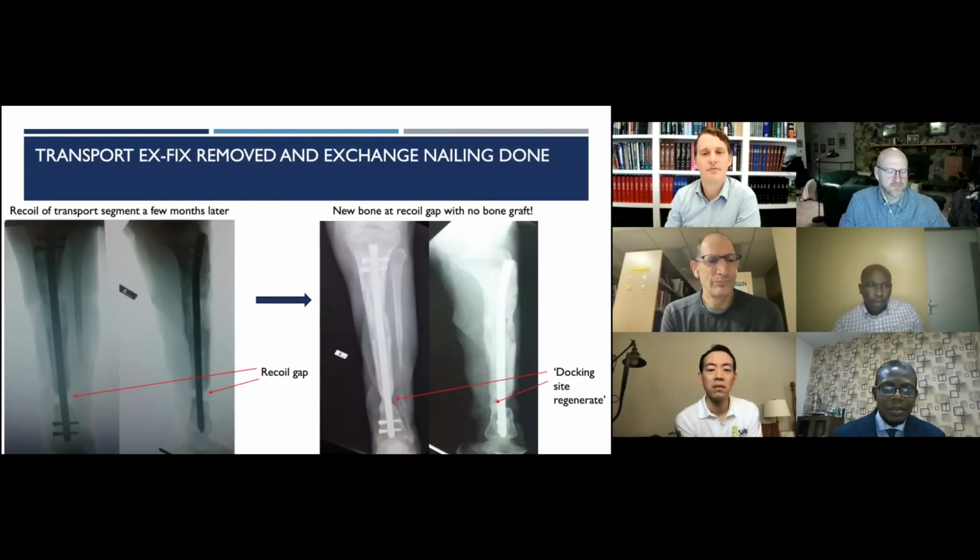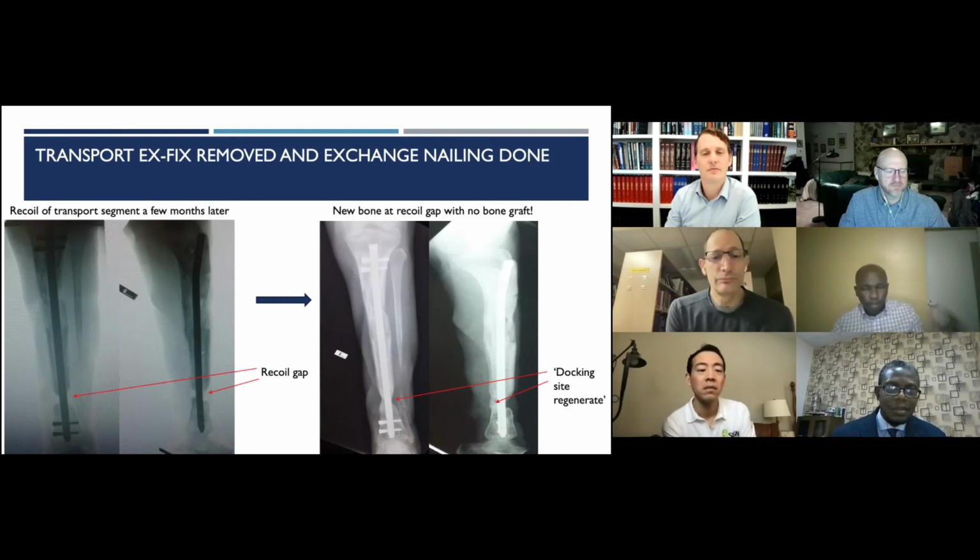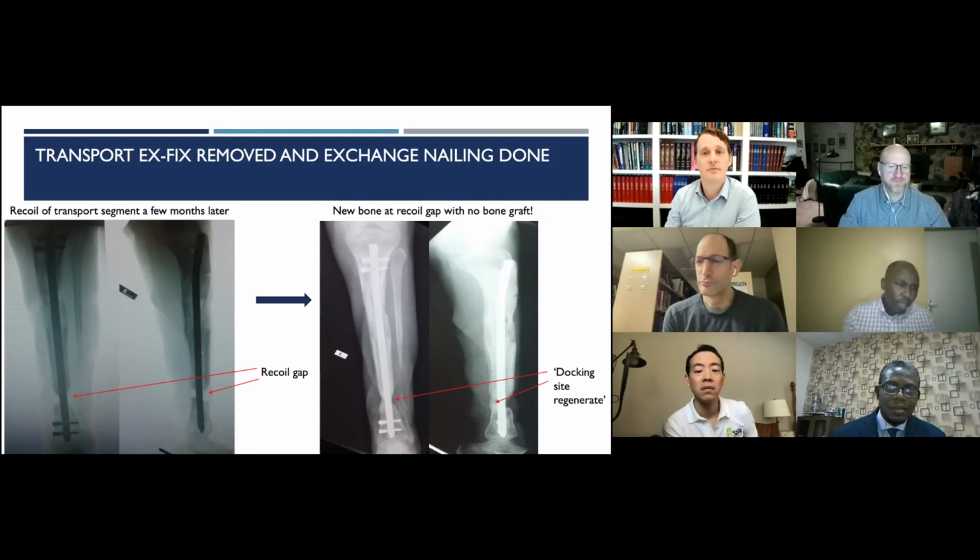And so we went back into theater, exchanged the nail. This was actually between attaining the correct limb length and doing this exchange nailing, around 2 to 3 months. So we were trying to give time for the regenerate to form and to consolidate a little bit before we came and exchanged. So we came in, exchanged the nail, locked it proximally and distally.